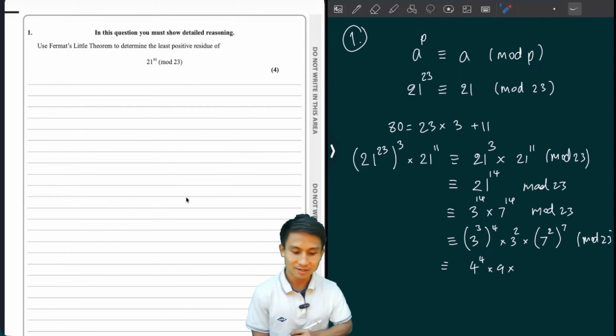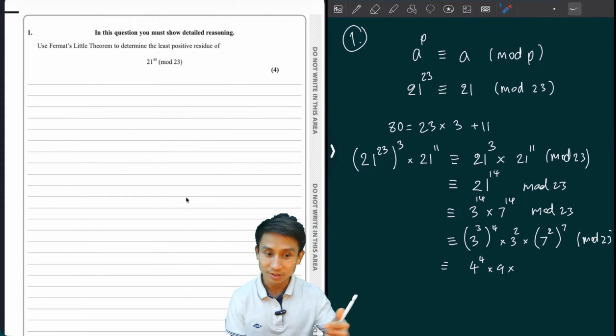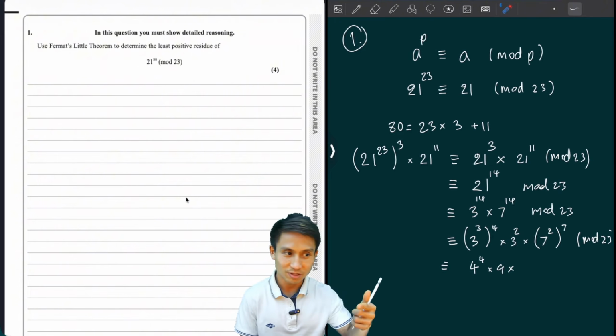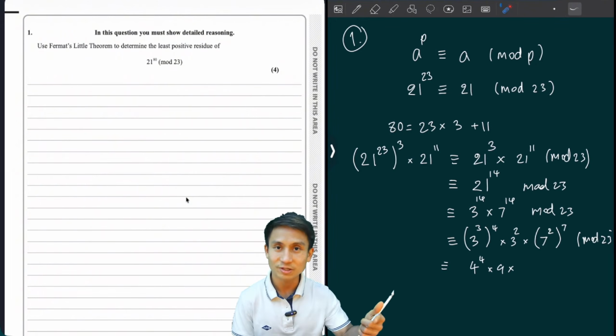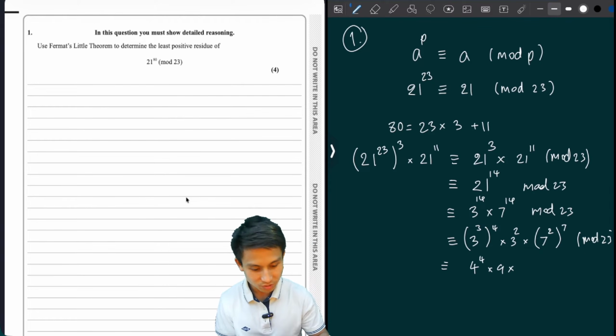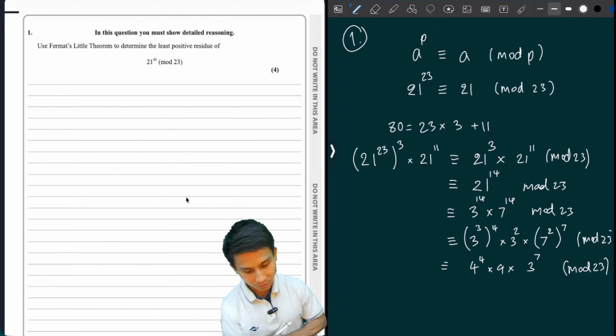Now, this one, 49, if you divide 49 by 23, you get remainder 3, because 49 divided by 23, you have 2. So 23 times 2 is 46, and then the remainder is 3. So it's just 3, which is the remainder, to the power of 3 instead. That's modular arithmetic. And what can we do next? We got to keep going here.